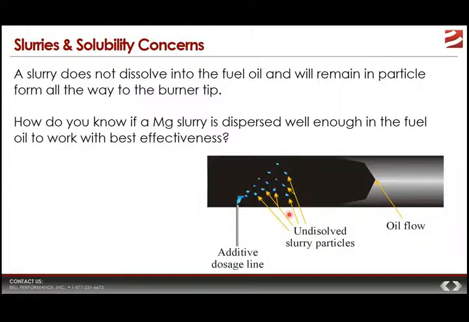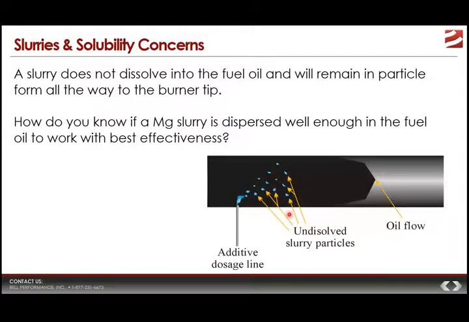Now, a magnesium oxide slurry is essentially a suspension of MgO particles. Those MgO particles are not petroleum soluble. That's why you have to make a slurry out of them. You have to deliver them in suspension in some kind of liquid and then hope that they stay dispersed in that fuel oil, because they do not dissolve into the fuel oil. They remain in particle form all the way up to the burner tip, all the way until they are injected into the flame front by those oil guns. And the implication is that you do not know for sure if your magnesium oxide slurry is dispersed at the same rate. It's not dispersed equally throughout the fuel oil.